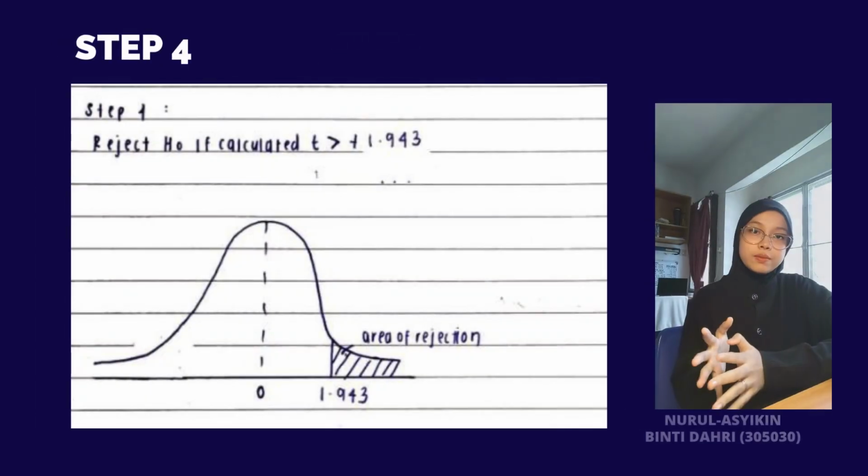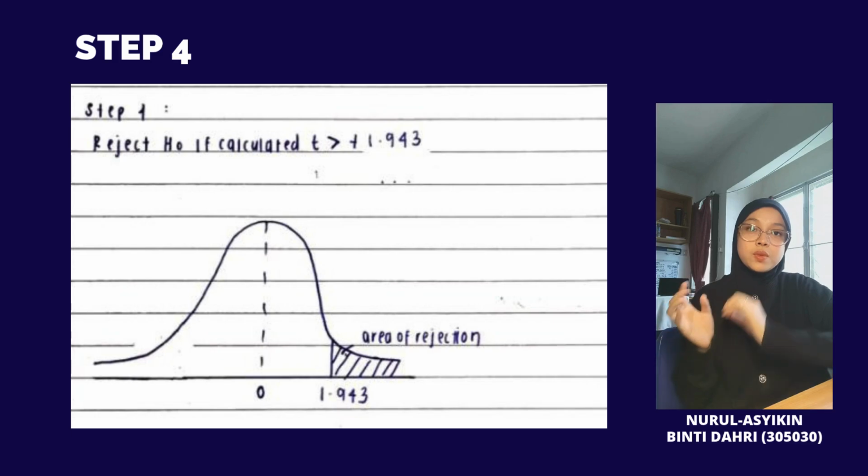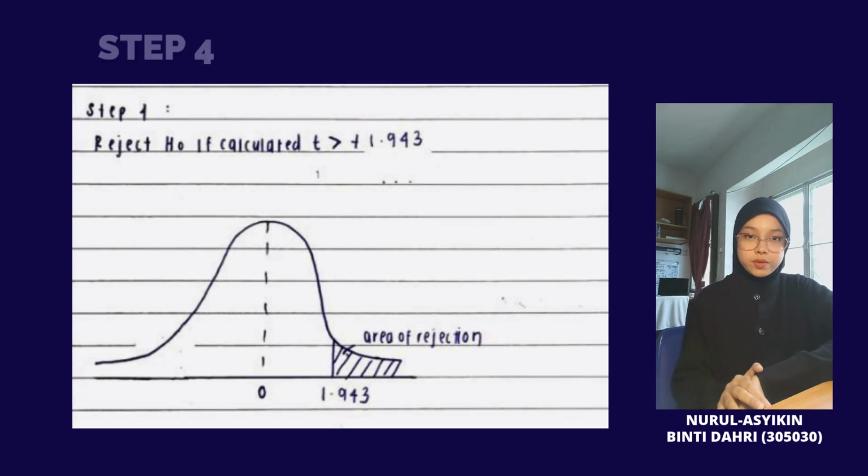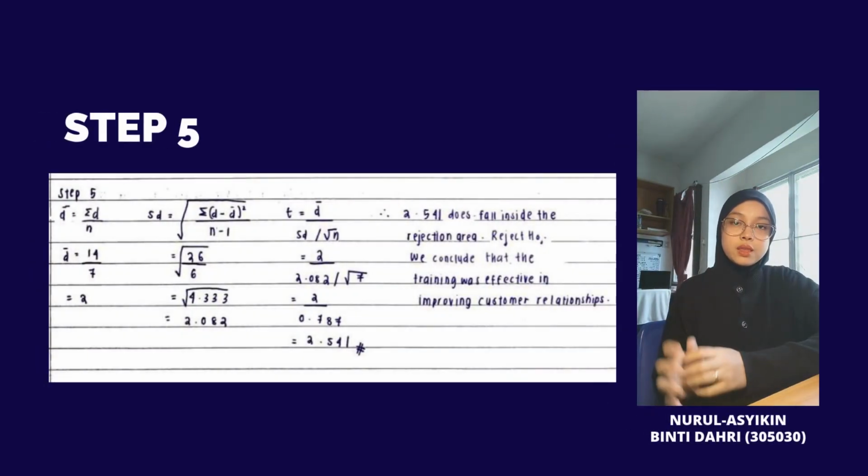So we move on to step 4, where we reject H null if our calculated T is more than 1.943. This critical value comes from a one-tailed T distribution with 6 degrees of freedom. The last step, step 5, the calculated mean difference is 2 with a T statistic of 2.541. Since 2.541 is more than 1.943, we reject H null. We can conclude that the training significantly improved customer relationships.